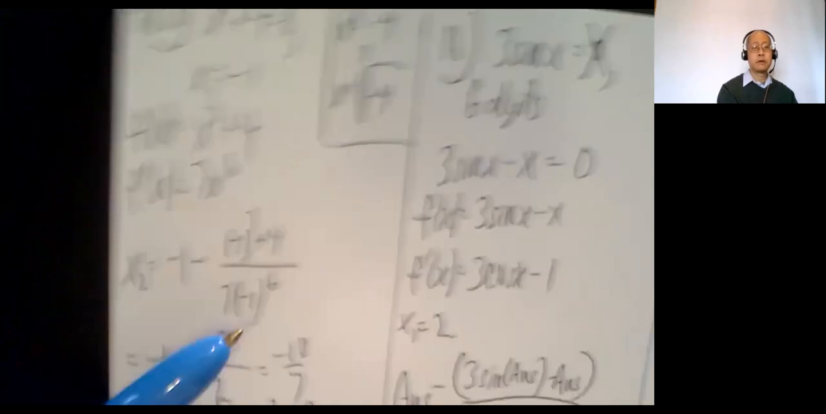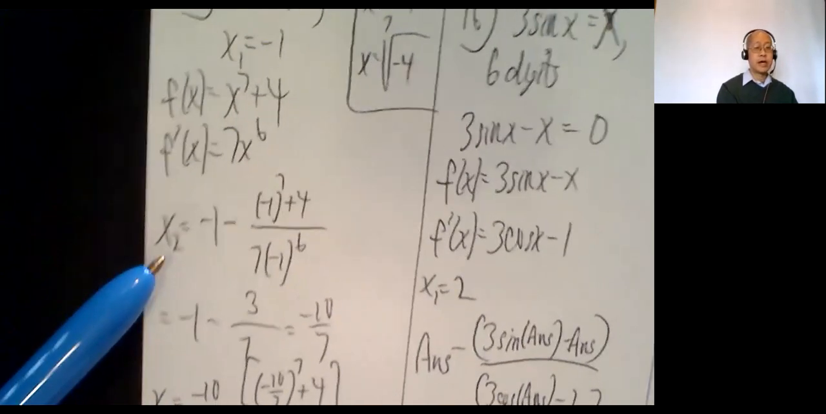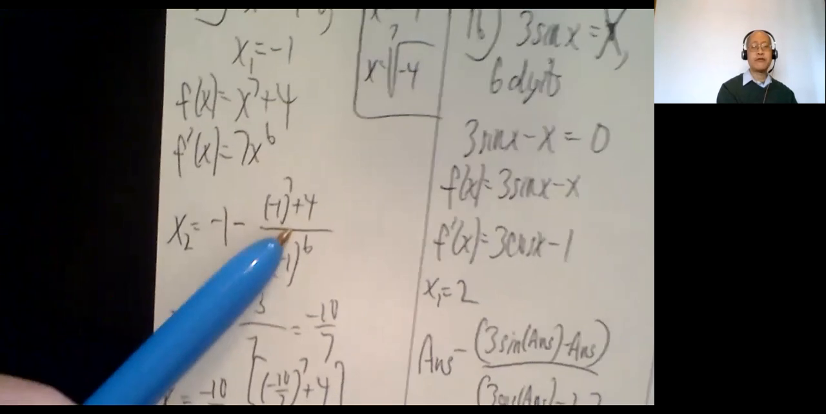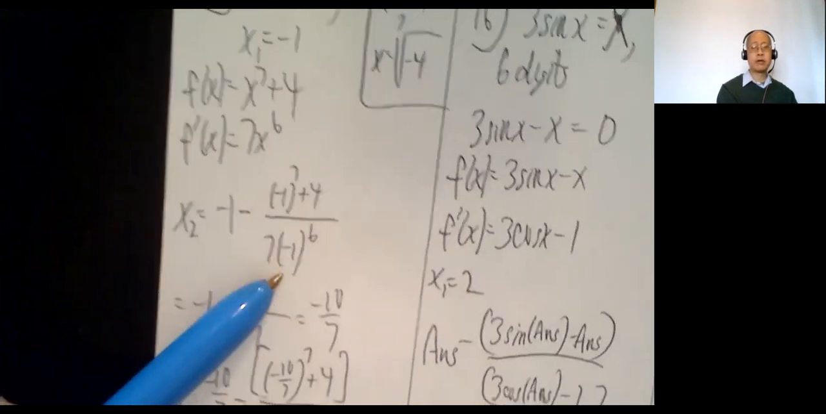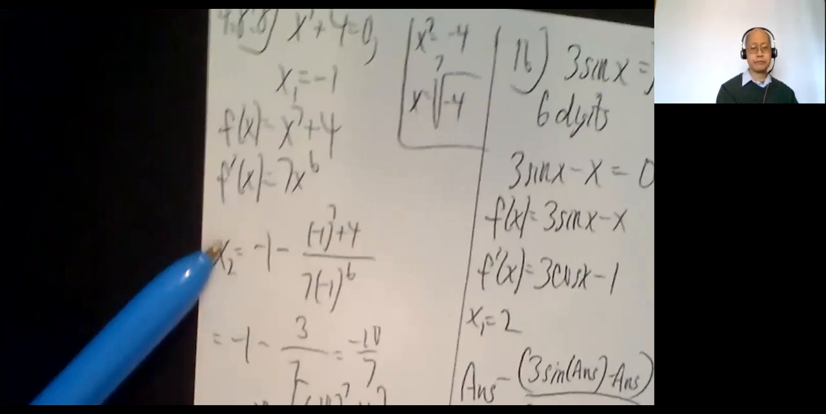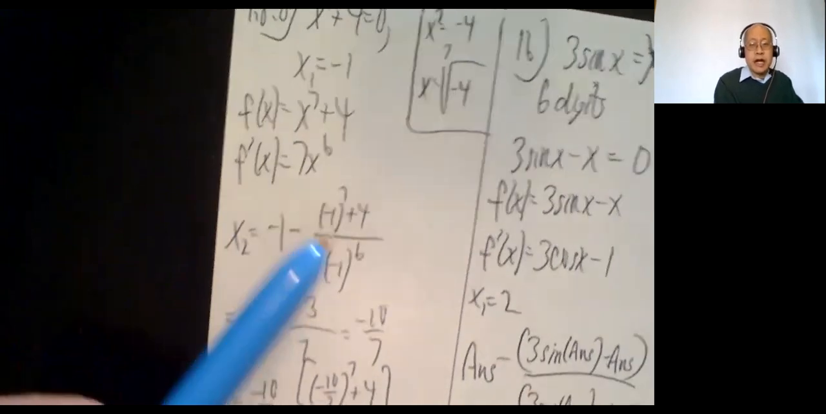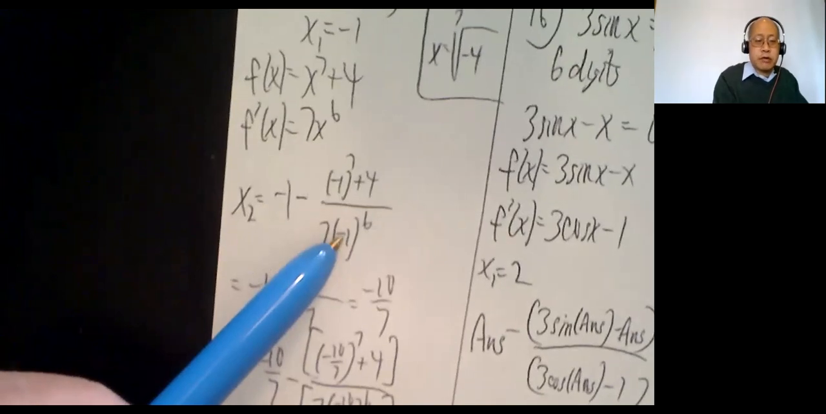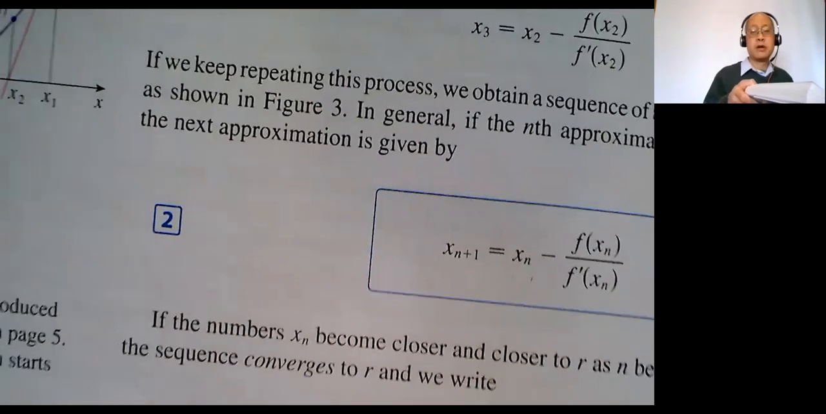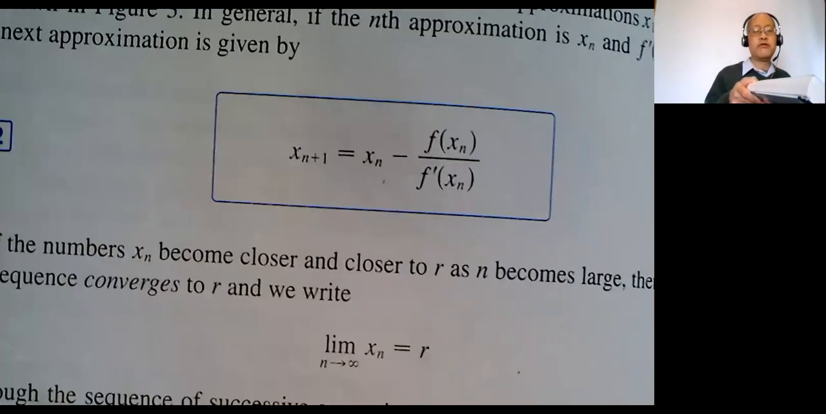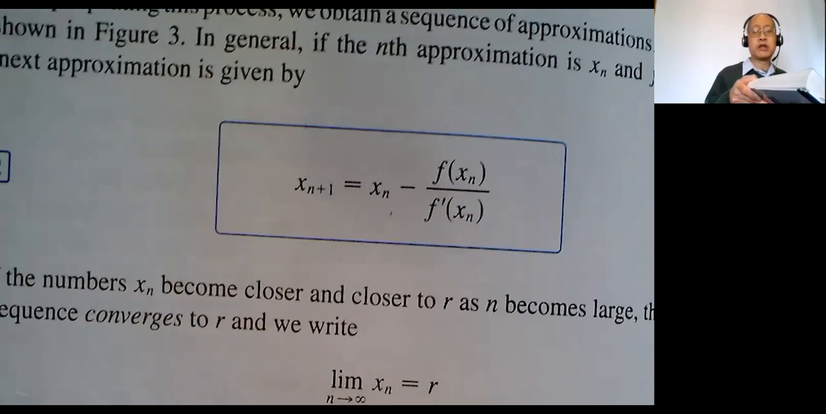So here we go. Use the formula: X2 is x1 minus f of x1 divided by f prime of x1. My first guess they told me was -1 minus, plug in -1 to the function, put that on top, -1 to the 7th plus 4, divided by 7 times -1 to the 6th. Derivative goes on the bottom. Okay, x sub n plus 1: the new value is the old value minus function divided by derivative.